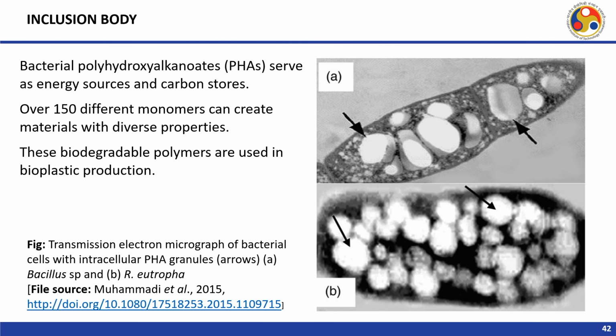Bacterial polyhydroxyalkanoates serve as energy sources and carbon stores. Over 100 different monomers can create materials with diverse properties. These biodegradable polymers are used in bioplastic production, and today it is gaining a lot of importance because of concern towards plastic pollution, and this can probably be used as a renewable, sustainable source of polymers for our future use.